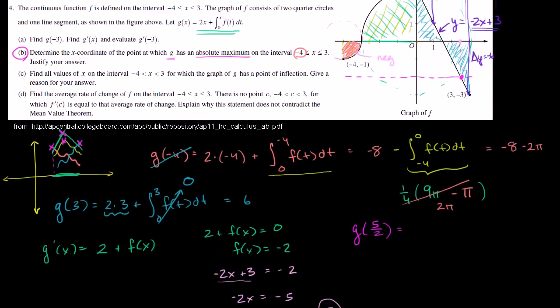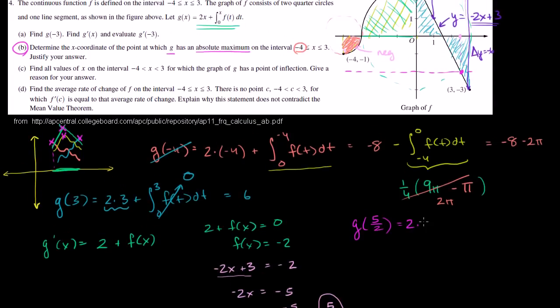So g at 5 halves is going to be equal to 2 times 5 halves plus the integral from 0 to 5 halves of f of t dt. So this first part right over here, the 2's cancel out. So this is going to be equal to 5, and then plus the integral from 0 to 5 halves. Now, you might be able to do it visually, but we know what the value is of f of t over this interval. We already figured out the equation for it over this interval. So it's the integral of negative 2x plus 3 dt.